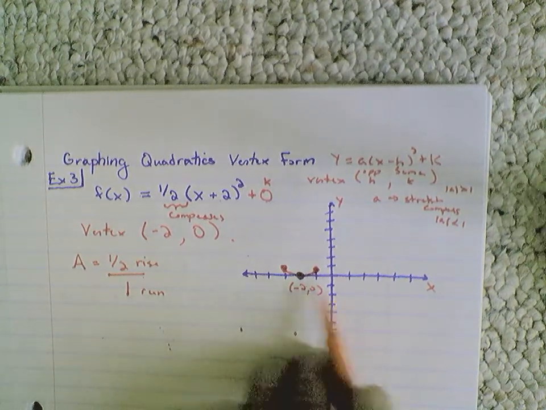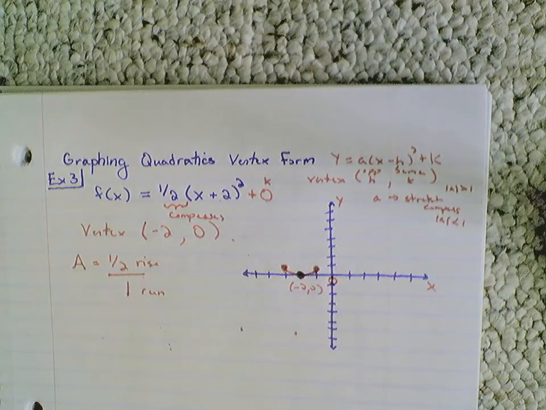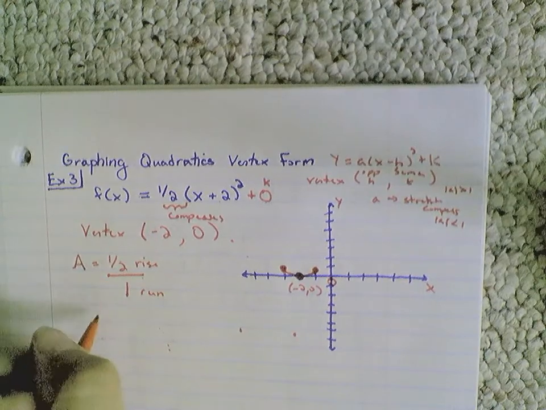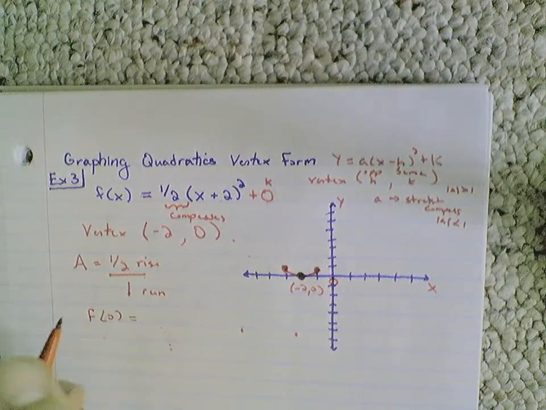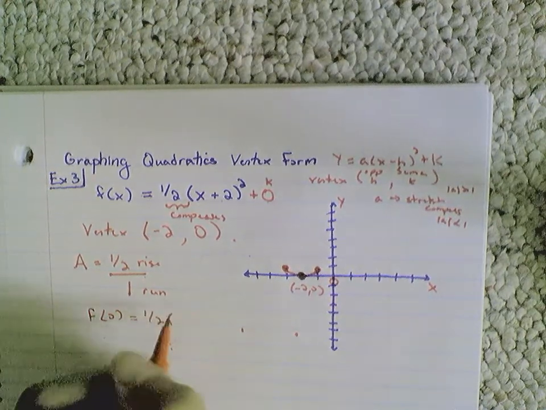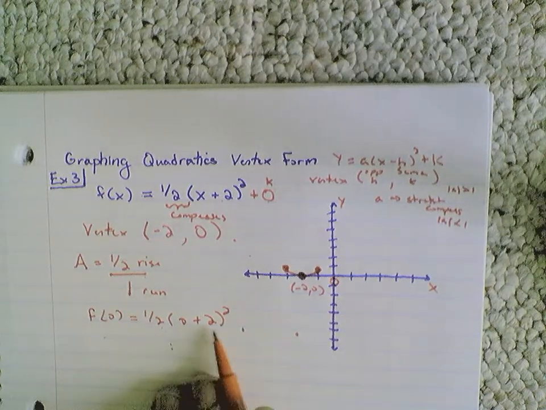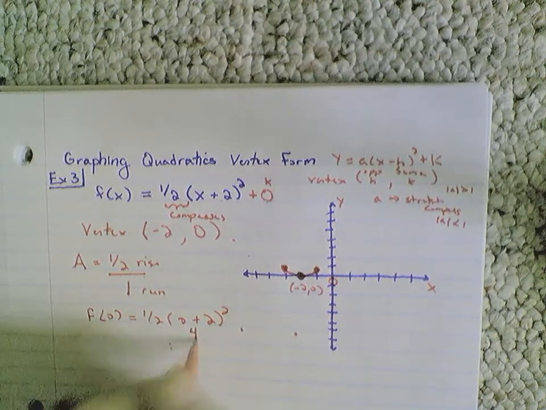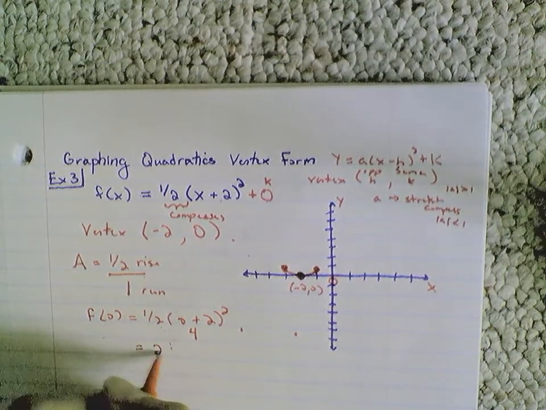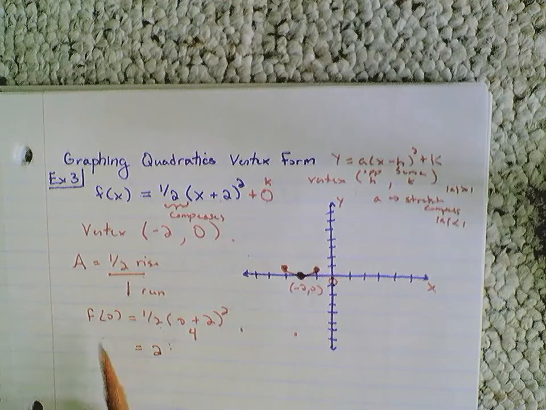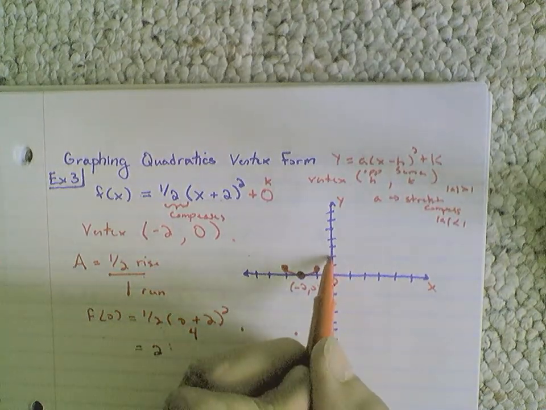So I'm going to plug in an x value I haven't used yet. That's nearby, and that one would be 0. So if I plug 0 into the function, so I'm plugging in 0, I'm going to get 1/2 times 0 plus 2 squared. Well, 0 plus 2 squared is really just 4, and then 4 times 1/2 is going to leave me with 2. So when I plug in 0 into the function, I get a 2 out. So at 0, I should be up 2.